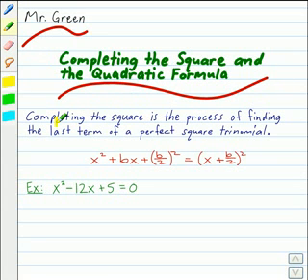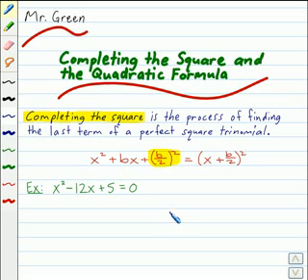Let's begin by talking about completing the square. That's the process of finding the last term of a perfect square trinomial. And you can use this relationship that I've written in front of you. Let's use the relationship in the process to solve the equation you see in this first example.